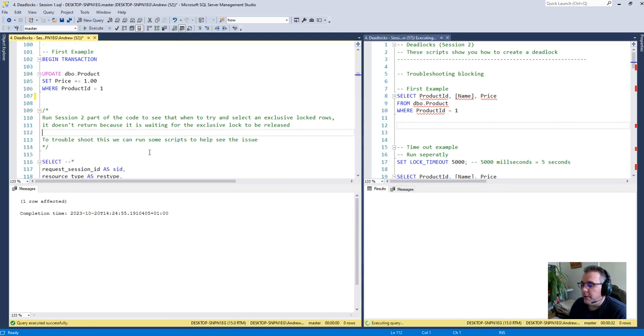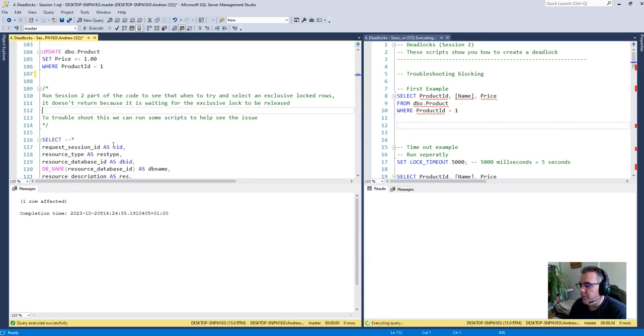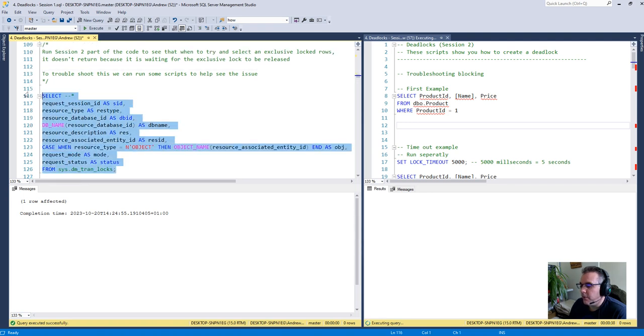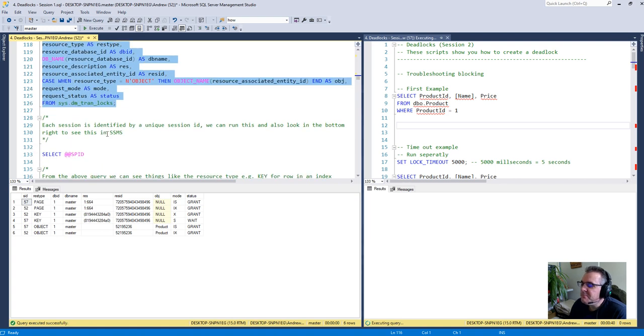To troubleshoot this, you can run some scripts. I've gone on a tangent a bit, but I've got some scripts you could maybe run if you're interested. This one shows us session IDs and the type of resource that's been locked, things like the object name, so the product table. Let's have a look further. We'll get back to that in a minute as well.